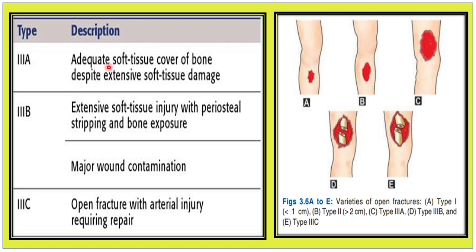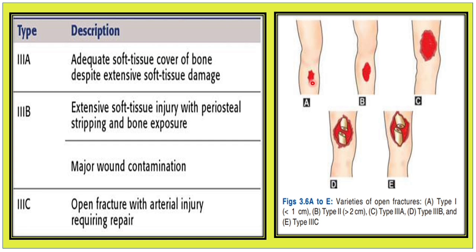In this, type 3A is adequate soft tissue cover of bone despite extensive soft tissue damage. Type 3B is extensive soft tissue injury with periosteal stripping and bone exposure. Major wound contamination occurred. And type 3C is a compound or open fracture with arterial injury which requires a repair.